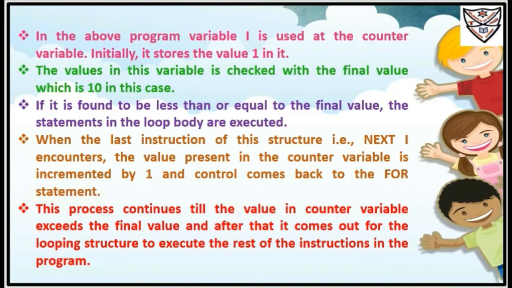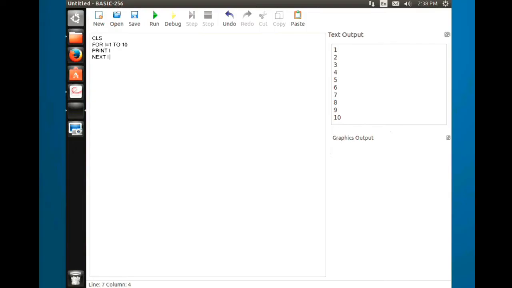In the above program, variable I is used as a counter variable. Initially, it stores the value 1 in it. The value in this variable is checked with the final value, which is 10 in this case. It is found to be less than or equal to the final value, so the statements in the loop body are executed.